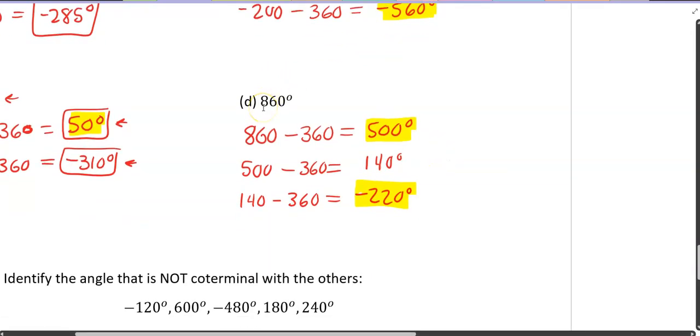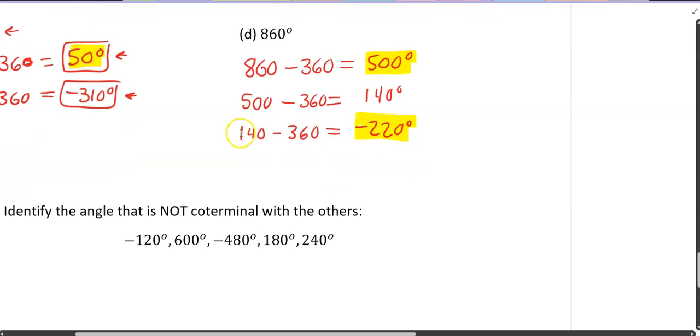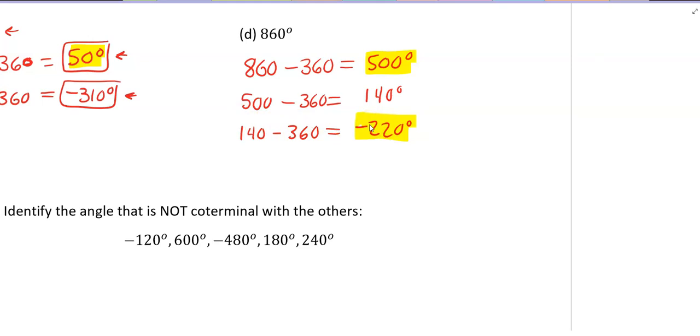For the 860, because the number is so big, we're going to have to subtract 360 multiple times in order for us to get down to a negative answer. So first things first, I took 860 minus 360 and I got 500. Then I took the new number 500 and subtracted another 360 from it to get 140. So we're just subtracting rotations here. And then we took 140 and finally subtracted 360 to get my negative 220, which then answers the question.